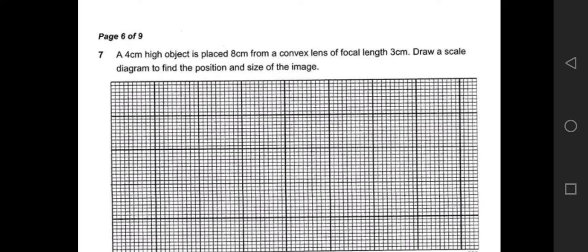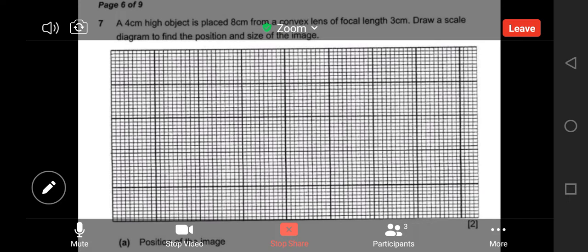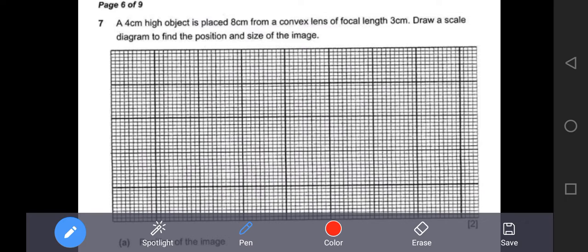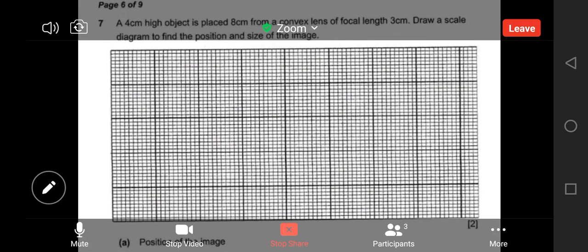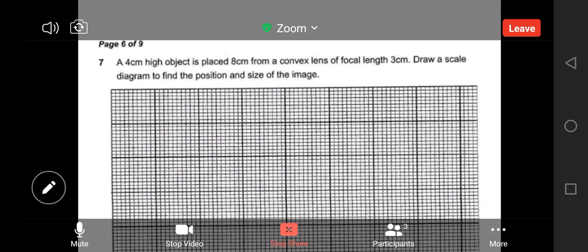Now here there's no big deal. We are told that this object is 8 centimeters from the convex lens. When you use your rule, let's say we start from this point here. Let's say, for instance, this is our 8 here. So copy the question first before I display something.